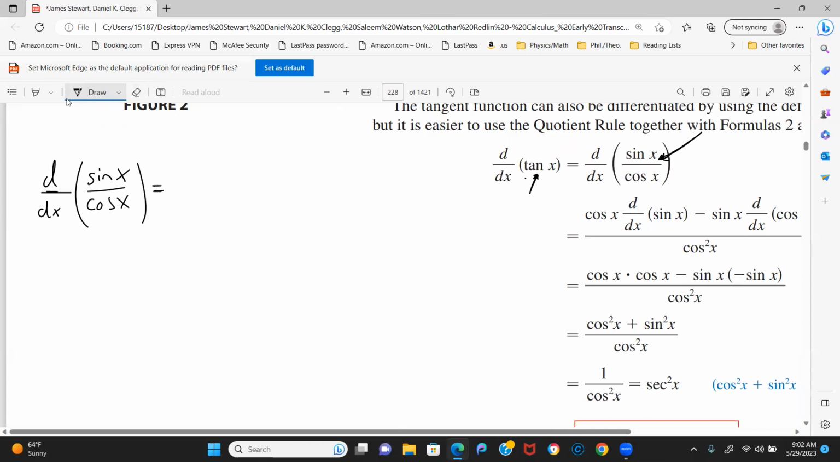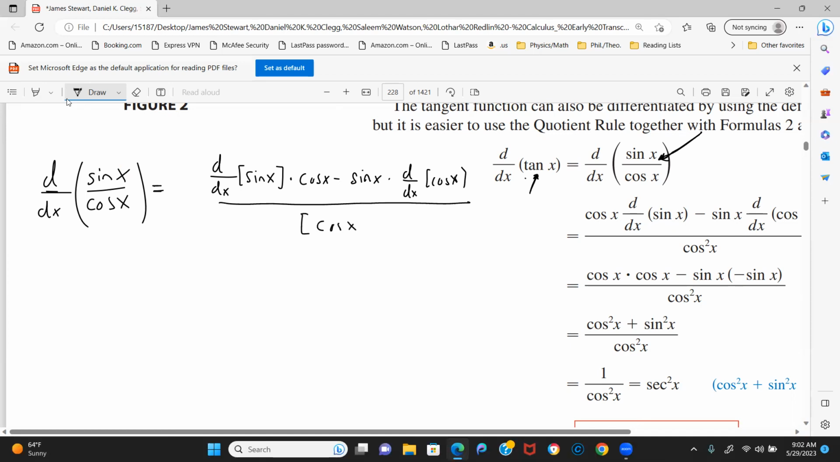So what is this derivative? We're going to take the derivative of the top. The way I remember the quotient rule is that you take the derivative of the top, and I won't actually write that out, I'll just leave it as d, derivative of the top times the bottom, minus the top times the derivative of the bottom, all divided by the bottom squared.